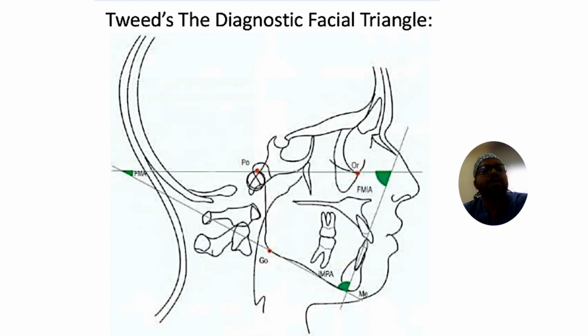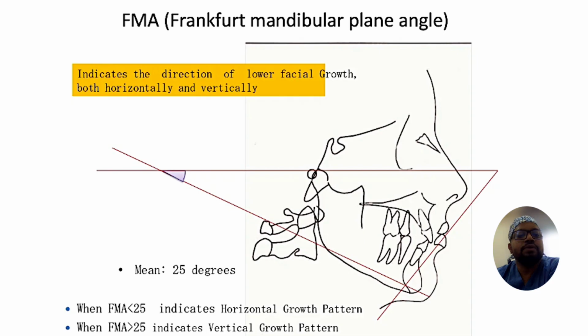So here come the Tweed's, one of the important analyses. This is the diagnostic facial triangle. The values: FMA, Frankfurt mandibular angle, usually 25. IMPA, incisor mandibular plane angle, usually 90, and FMIA, Frankfurt mandibular incisor angle, usually 65. If FMA is less than 25, it indicates a horizontal growth pattern; more than 25 indicates a vertical growth pattern.